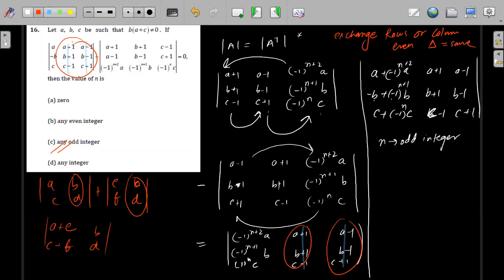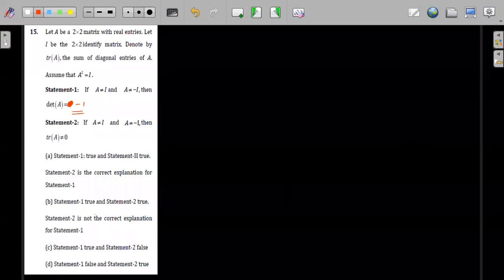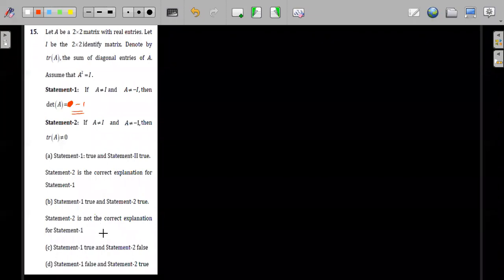Okay, fine. Next one. This one, check with the determinant of A is equal to minus 1. Solve this. Do you want me to directly solve, or do you want some time to solve this now? Do you want me to directly solve this, or do you want to try it once?